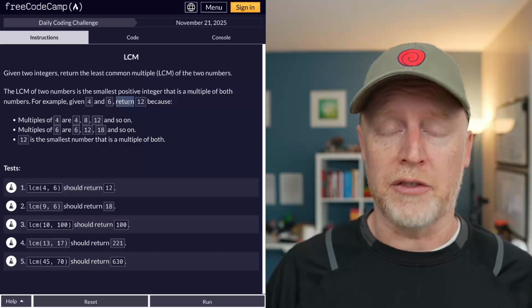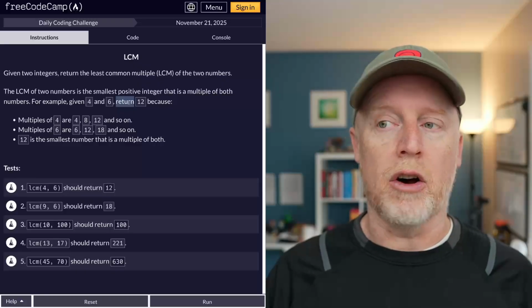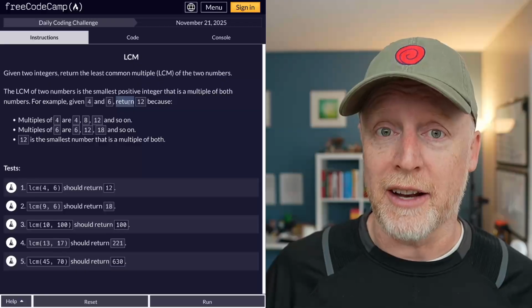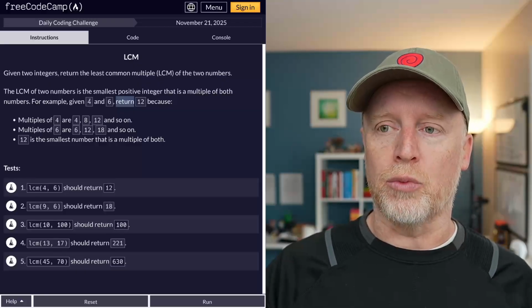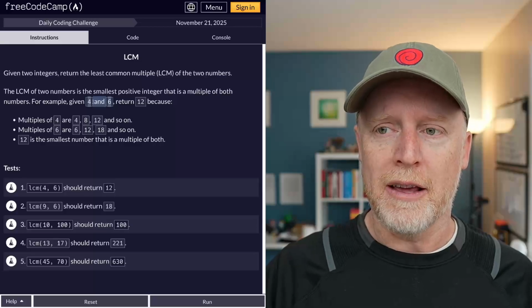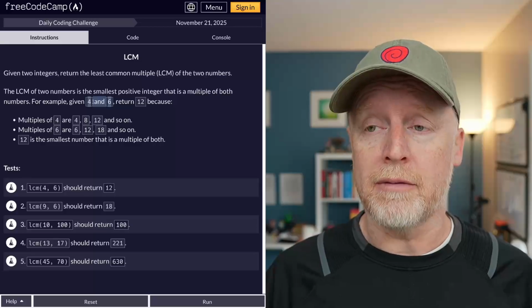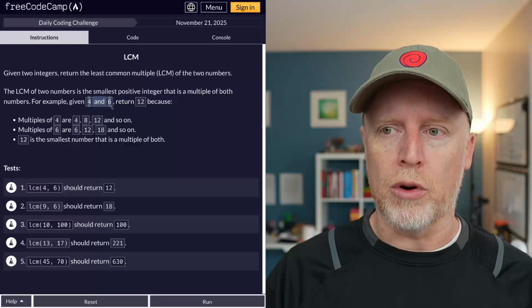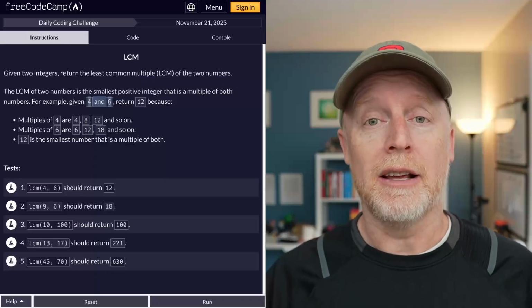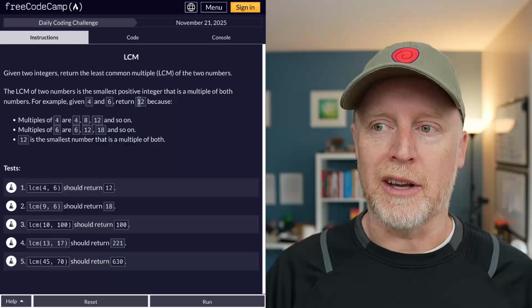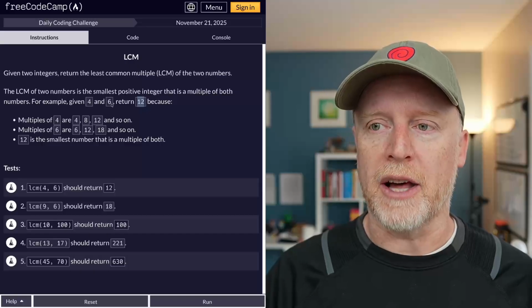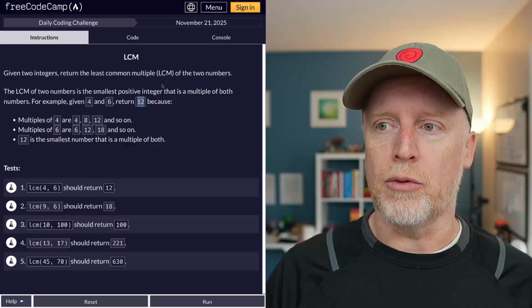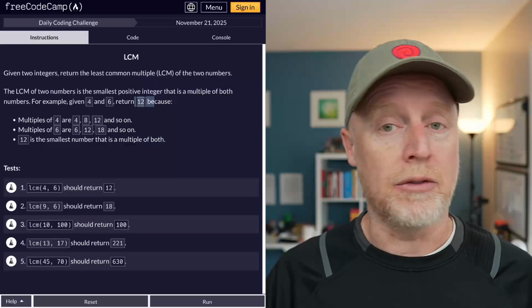The real secret to this that I found is that we lean heavily on greatest common divisor. So if you haven't watched that challenge, we're going to use that today as well. The way that works is we get the greatest common divisor of these two. If you remember from that video, for 4 and 6, the greatest common divisor is 2. And we use that this way: 4 times 6 is 24, divided by the greatest common divisor of 2 to get 12. So we multiply these together, divide that product by the greatest common divisor, and it gives us our answer.